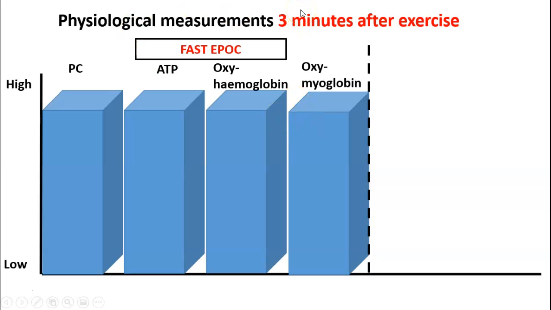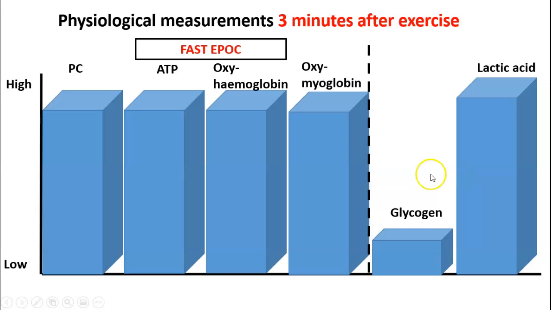Now, what's really important at this point is that we remember that when I first introduced you to the idea of EPOC or recovery, we said that these 4 things were depleted, but there were 2 other things that we needed to look at. I also said that glycogen had been depleted massively, and we'd also had the accumulation of this harmful byproduct, lactic acid.